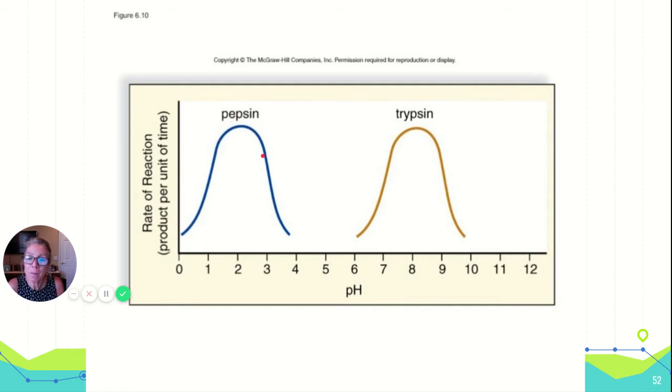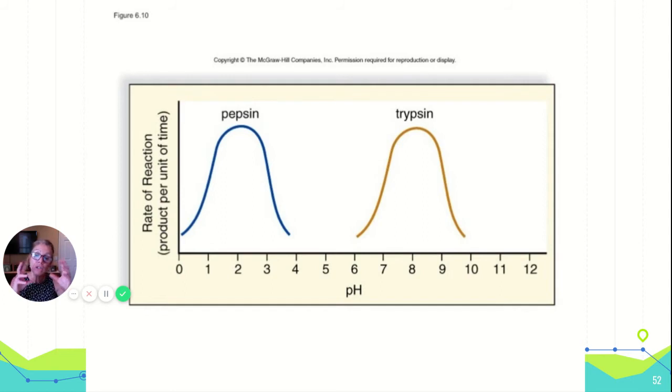All right, so this is where pepsin works, and then here is where trypsin works. So the pH will affect the activity of an enzyme. Here trypsin is in your small intestine. So I gave you that optimal pH, where the enzyme maintains its structural configuration and therefore its active site.